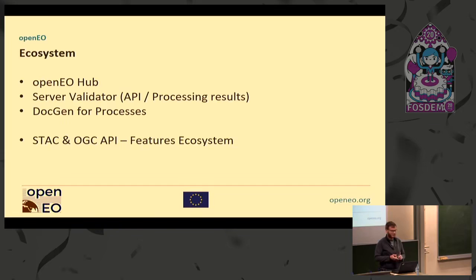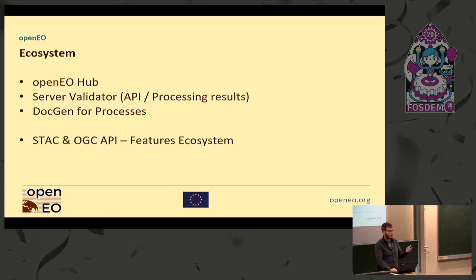And then there is a validator, of course, to check whether the API implementations are valid. It checks both the structure of the API, whether the responses are valid, and also whether the results that are processed are valid. So there is also a way to check whether there are differences between the backends that are coming from processing. Then we have, of course, when you visit processes.openeo.org, a rendered list of processes, which is rendered through our doc generator for processes.